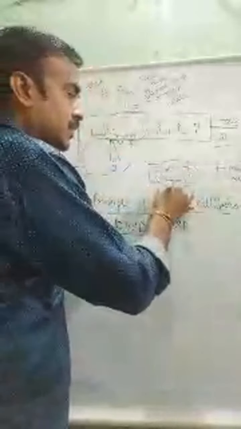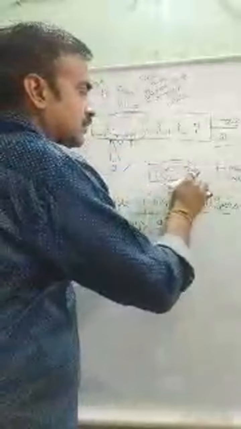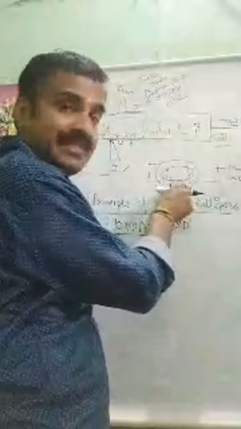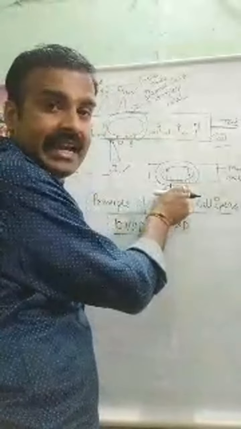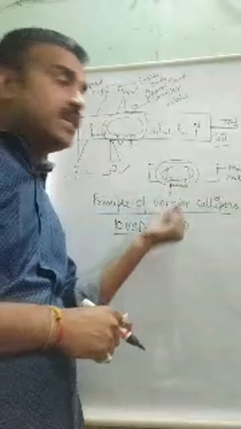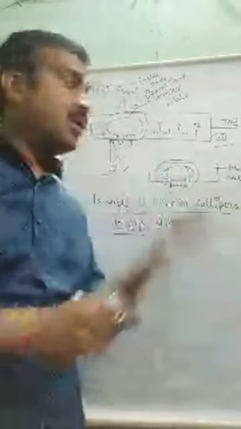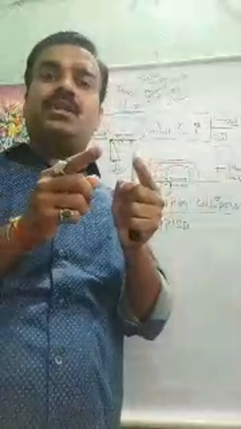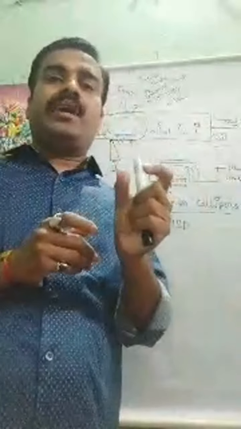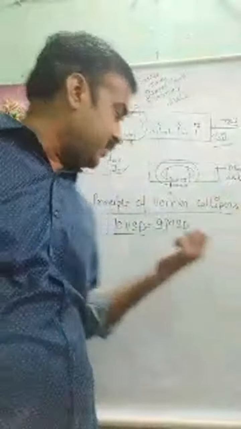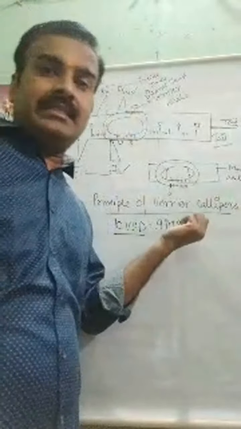See, here 0 and here till 10. That means, from the diagram, 0 to 10 divisions are given on the Vernier scale. Okay, 10 Vernier scale divisions are equal to 9 main scale divisions. If you want to check it, when you see the apparatus, just join both the jaws, and you will find 10 Vernier scale divisions equal to 9 main scale divisions.